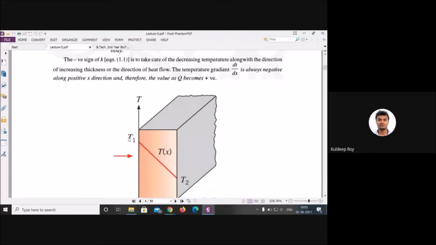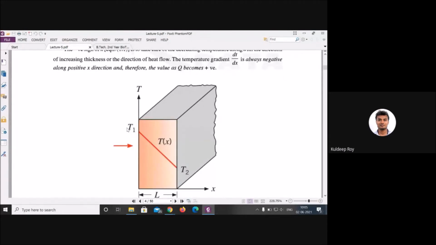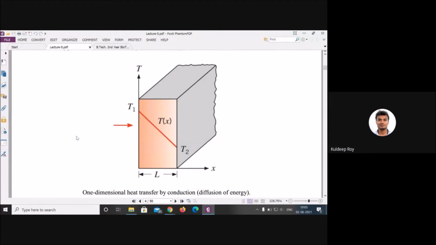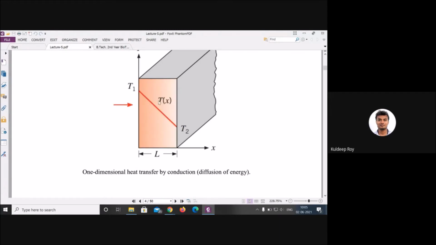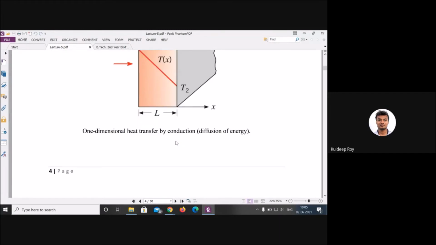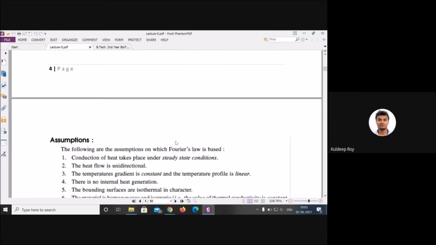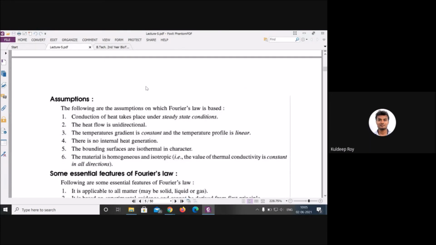Now you can see this is the temperature profile, the temperature gradient profile. This is the temperature T1, the higher temperature, and heat is transferring from this position to this position. T1 minus T2, this is L, and it is a function of X, delta T by delta X.